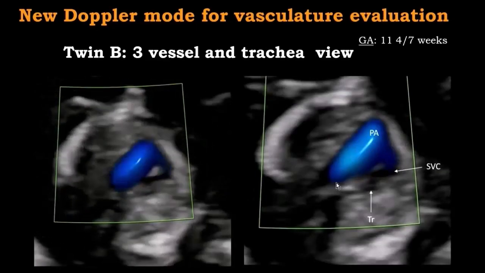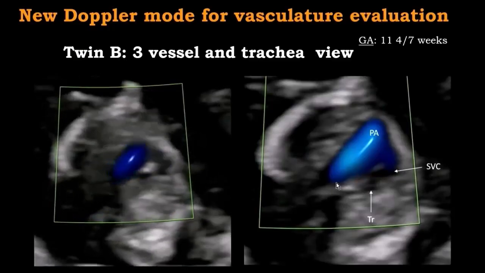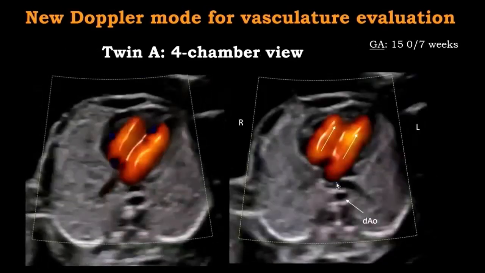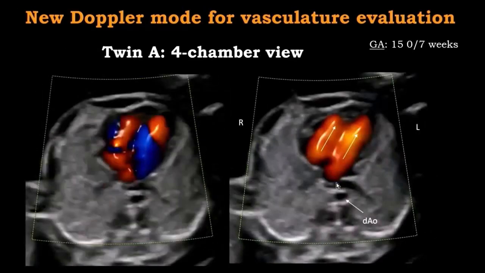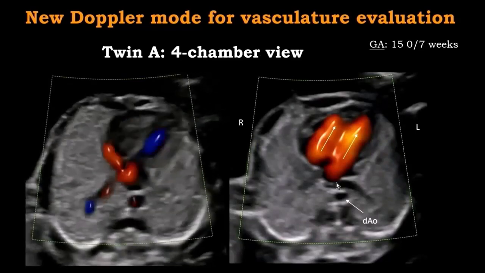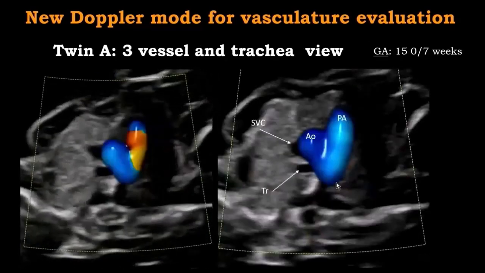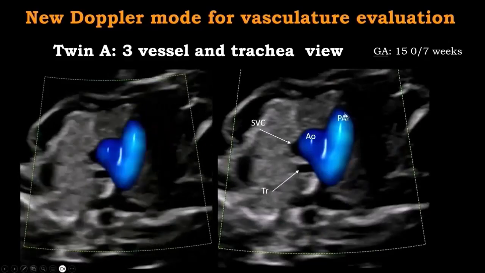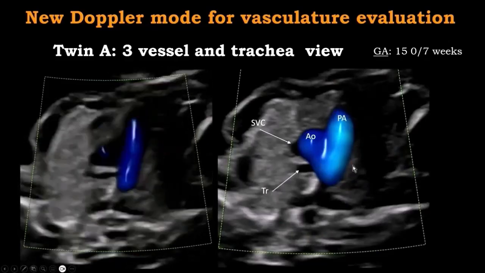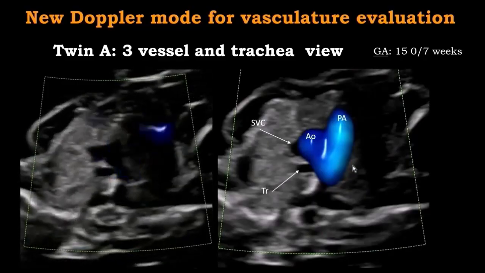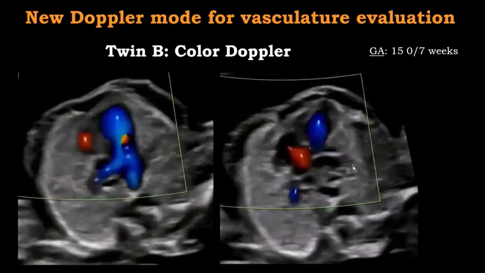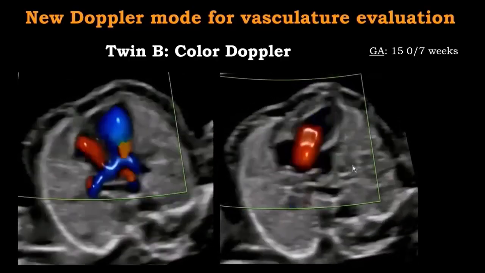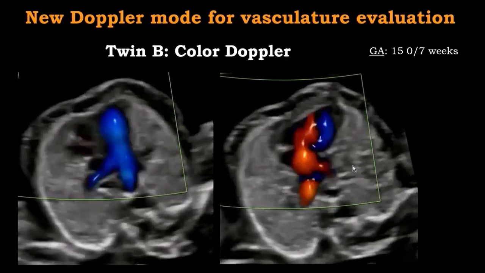And the three vessel and trachea view also showed, as we discussed before, the single big vessel in that area. So this is twin A. In contrast, we can see 2 separate inflows, and we can see the perfect appearance of the 4-chamber view with all the markers typical for the normal 4-chamber view: the aorta, SVC, and both arches on the left of the trachea. And this is the same baby B later on, at the follow-up scan at 15 weeks gestation.